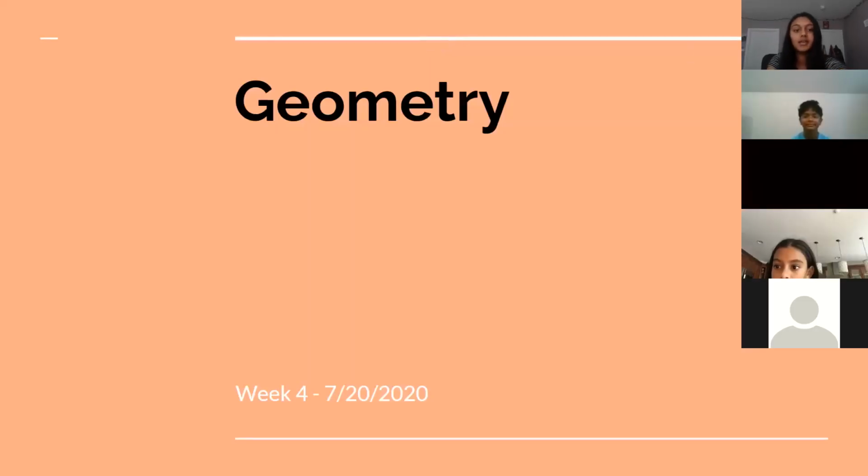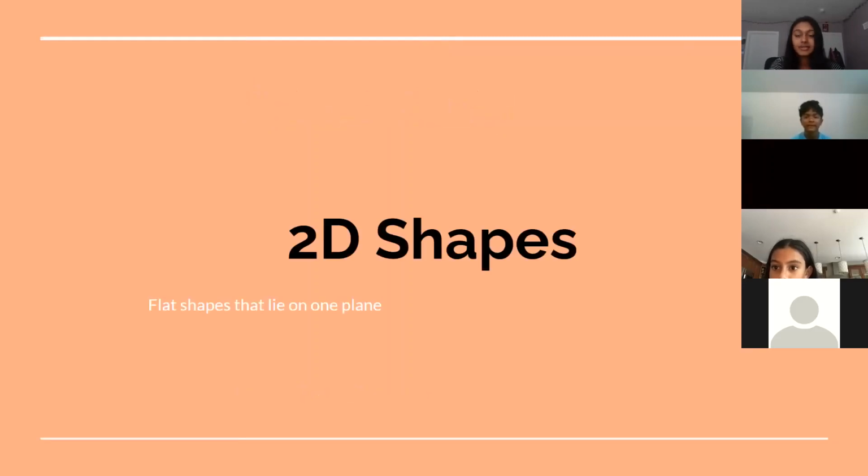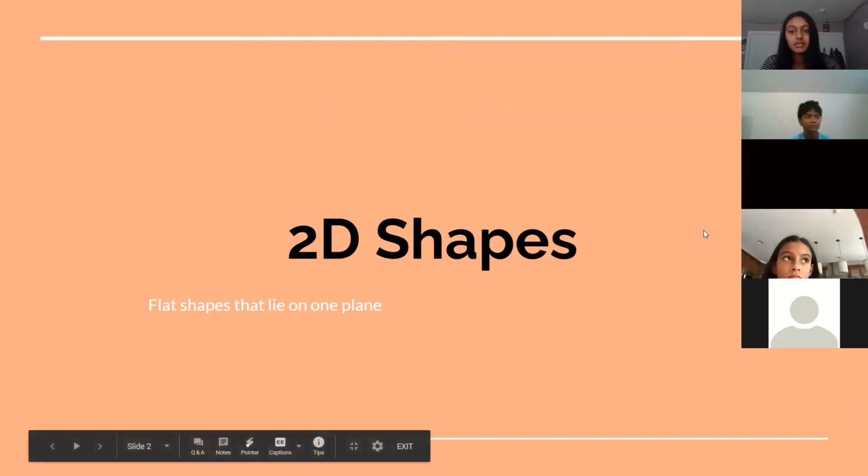Okay. So week 4, we're doing geometry. So first we're going to do 2D shapes, okay? And 2D shapes are just flat shapes that lie on one plane. Does anybody know what a plane is with geometry? No. Okay. Do you mean a coordinate plane?